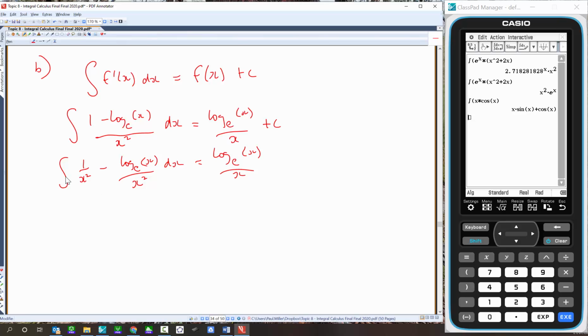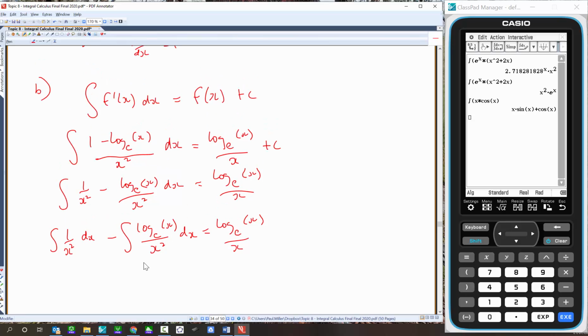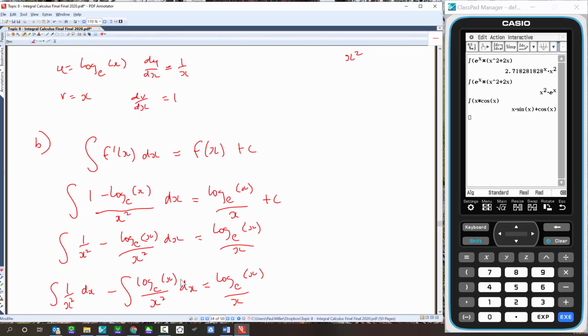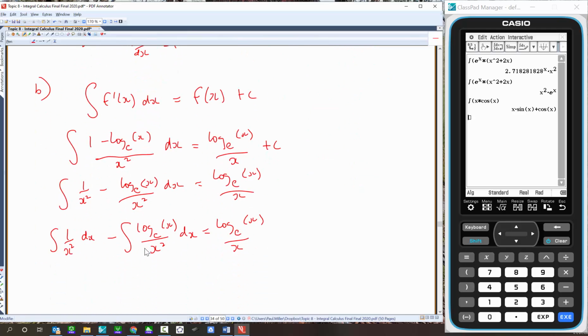All right, now what I'm going to do is pass that integral across each term that I'm attempting to integrate. I'm going to say that this is the same as integral 1 on x squared dx, take away integral log e x over x squared dx equals log e x over x. Now, have you noticed what I've done here? This integral here, I've got it. That's what I'm actually trying to integrate, log e x over x squared. So I've got the integral that I'm after. I just need to get rid of this part here and the negative sign.